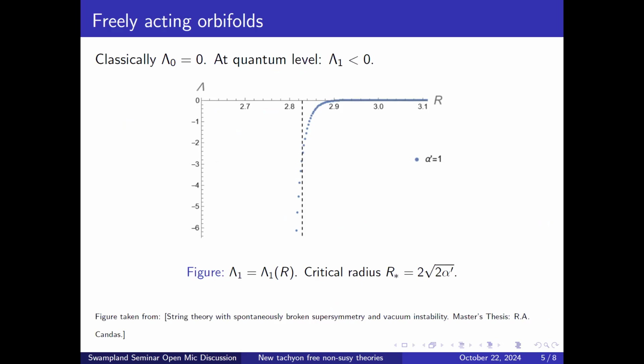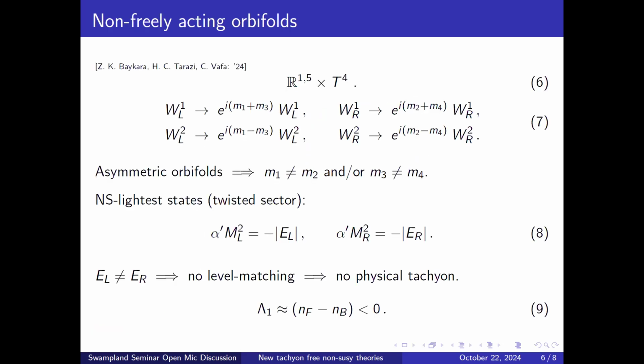You see that for large radius, the cosmological constant goes to 0, but for smaller radius, it becomes clearly negative until we hit the critical radius, which is exactly the point where the tachyon appears. So you see that R star is of the order of the string scale, and then actually the cosmological constant diverges. Now, let me go to the second class of models, which are non-freely acting orbifolds.